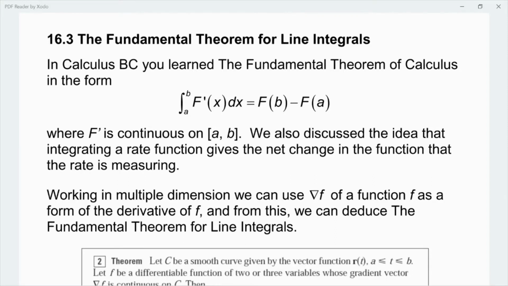when we were integrating the derivative of a function. We could do any antiderivative at the upper limit minus any antiderivative at the lower limit, provided that the derivative was continuous. So the main idea was when we did that type of integration, we were getting the net change in whatever that derivative was measuring the rate of. Okay, so we're going to use that same idea now, looking at this in the form of vector functions.